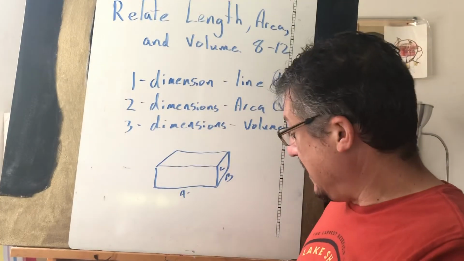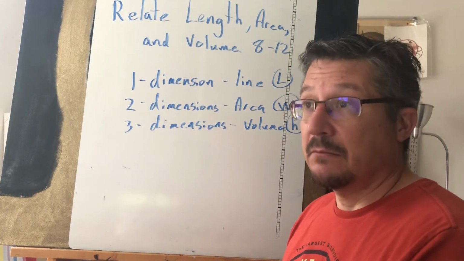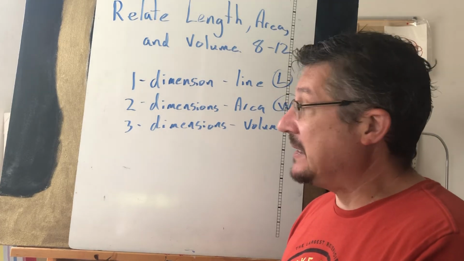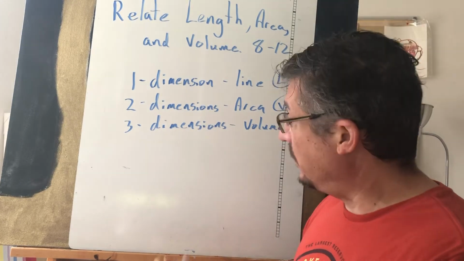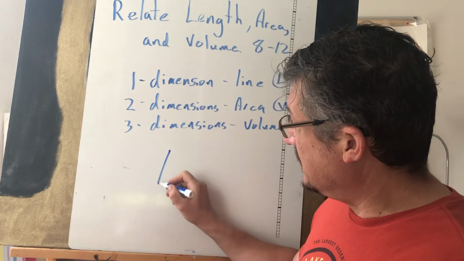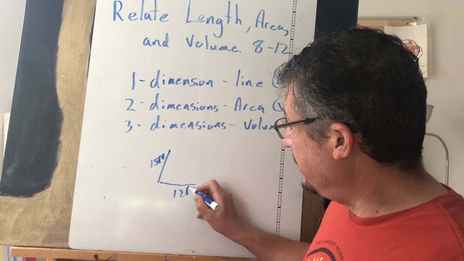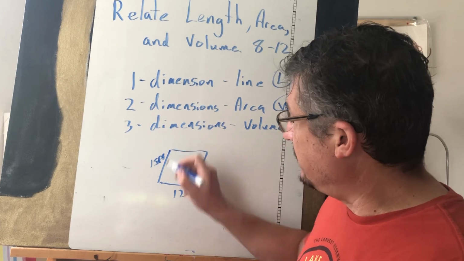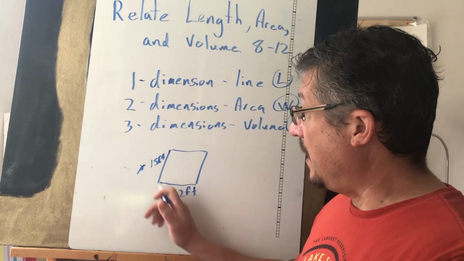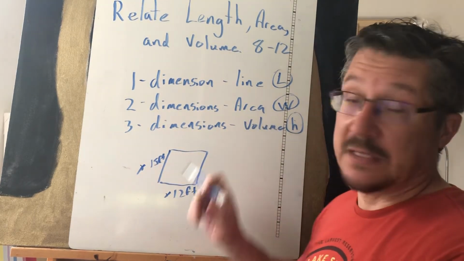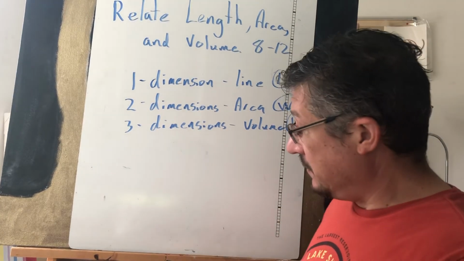Let's do one more example. I want to tile my kitchen. Is that going to be 2 dimensions, 1 dimension, or 3 dimensions? What am I going to need to know? Well, my kitchen is 15 feet by 12 feet. That's my kitchen floor. How many dimensions do I have? 1, 2. So it's 2 dimensions, so it's area. That's pretty much what we're doing today.